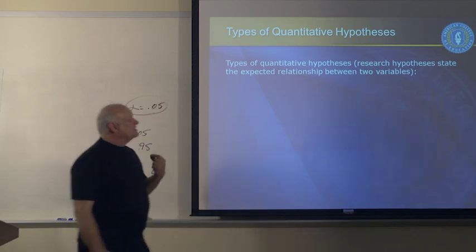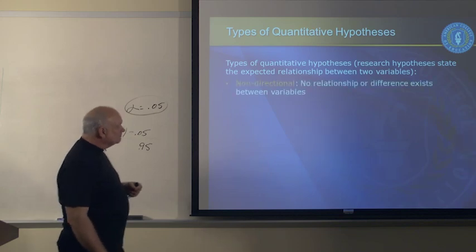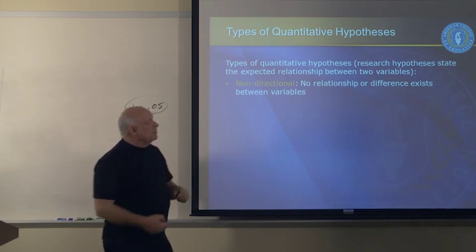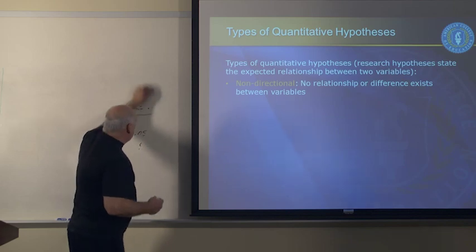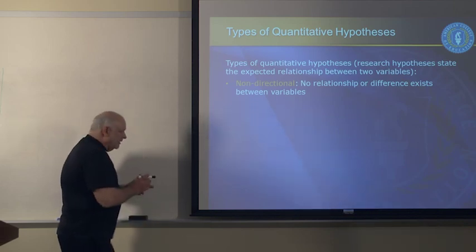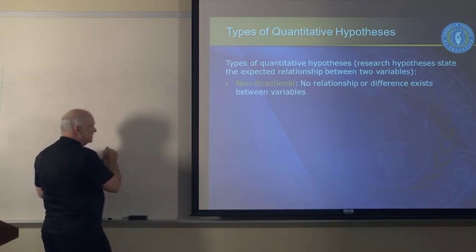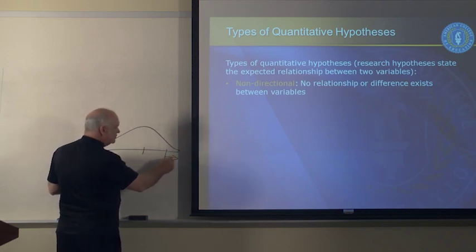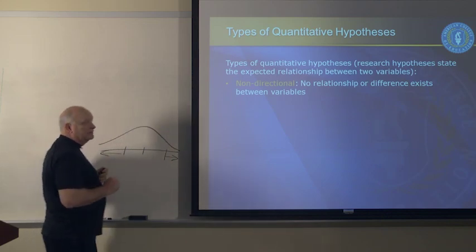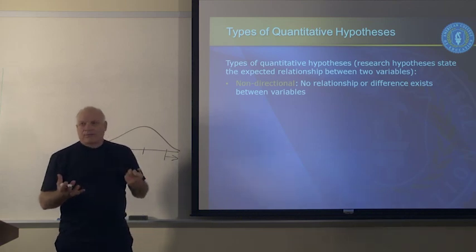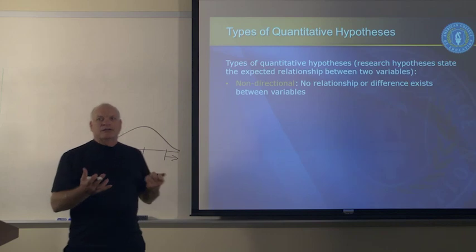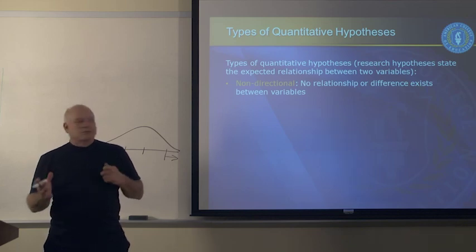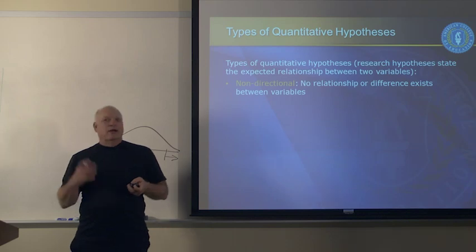Research hypotheses state the expected relationship between two variables. You have what's called a non-directional hypothesis: no relationship or differences exist between the variables. Now, this goes back to two-tailed tests. If I'm doing a non-directional test, I'm going to be looking at a critical value this way and a critical value this way, because I don't care if the relationship is positive or negative. All I'm interested in is whether there is a significant difference between the two groups. That's non-directional. Don't care if it's positive.